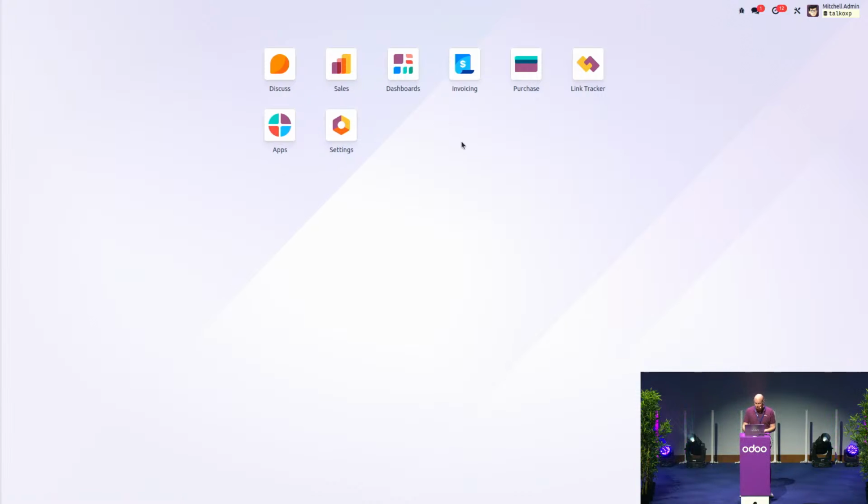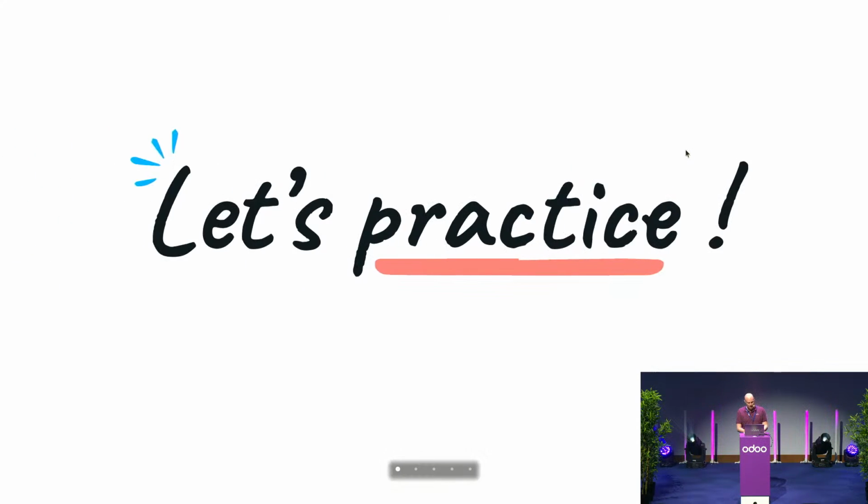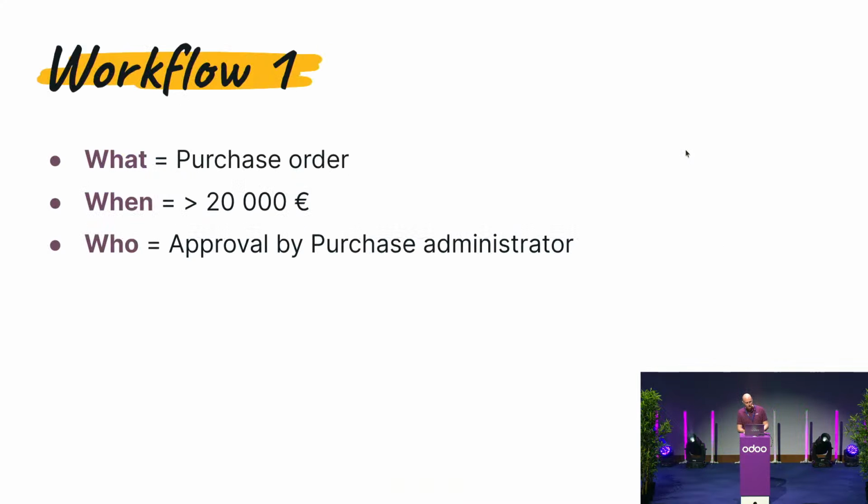Perfect. So here we are in a database. I'm Mitchell Admin, so a super admin. Okay, so the first thing is really to have a first workflow. So I'm a purchase manager. Okay, so I need to approve something when the total of the purchase order is more than 20K.